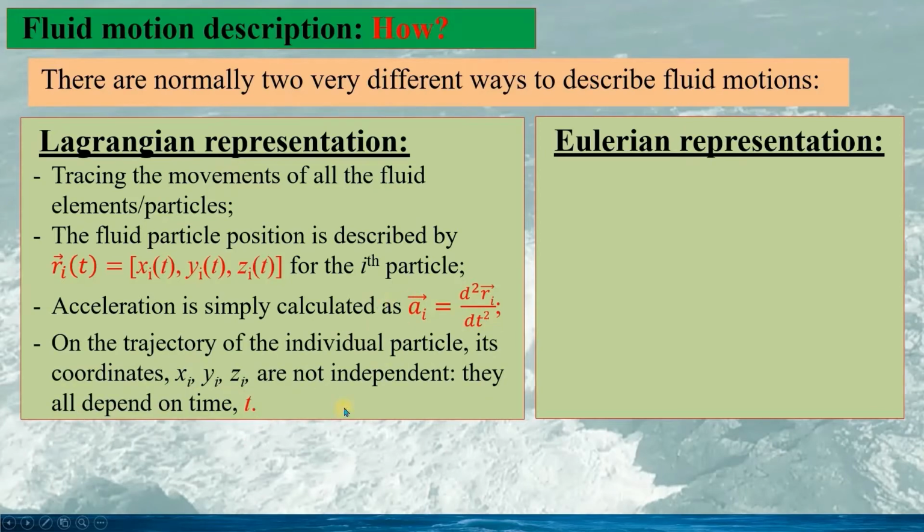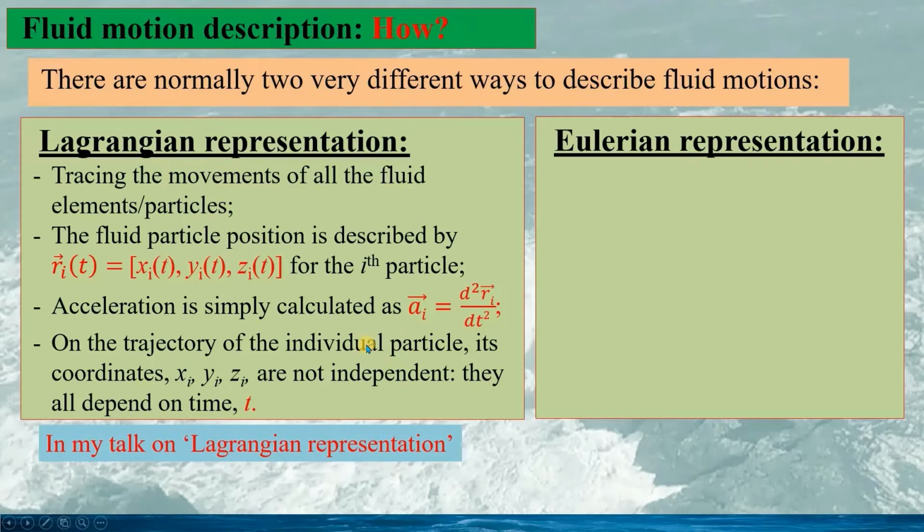And on the trajectory of the individual particle, its coordinates x, y, and z are not independent. They all depend on time t. You can find all this in my talk on Lagrangian representation. But what is the Eulerian representation? This is the topic in this talk.